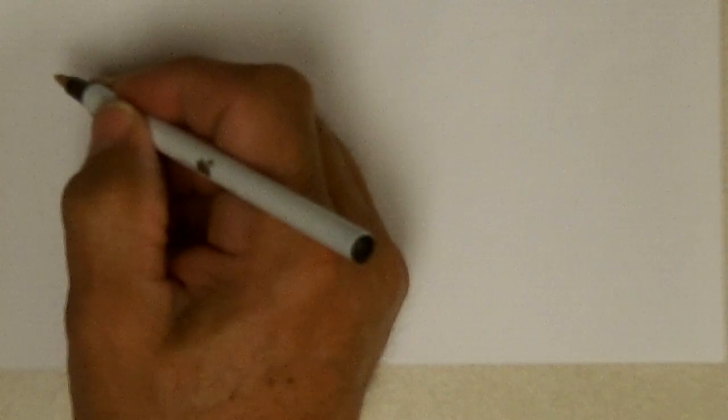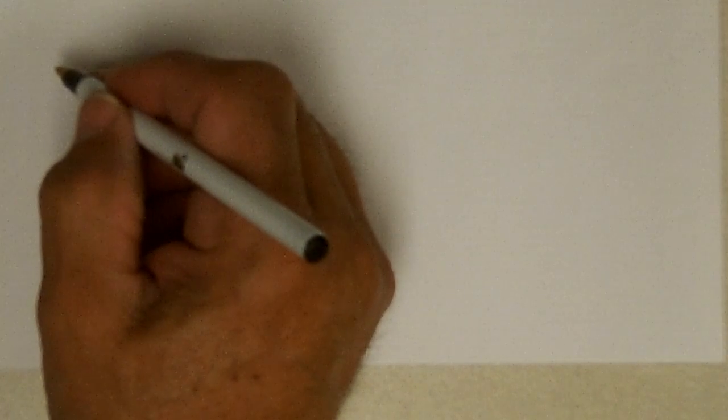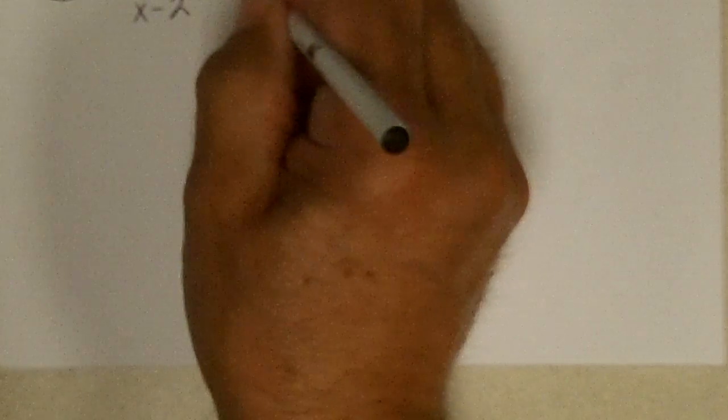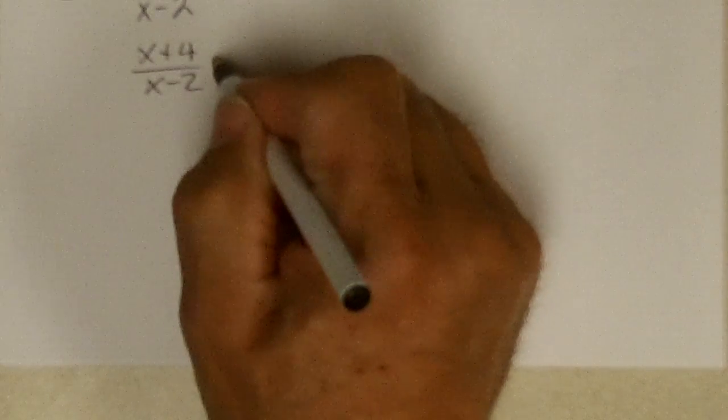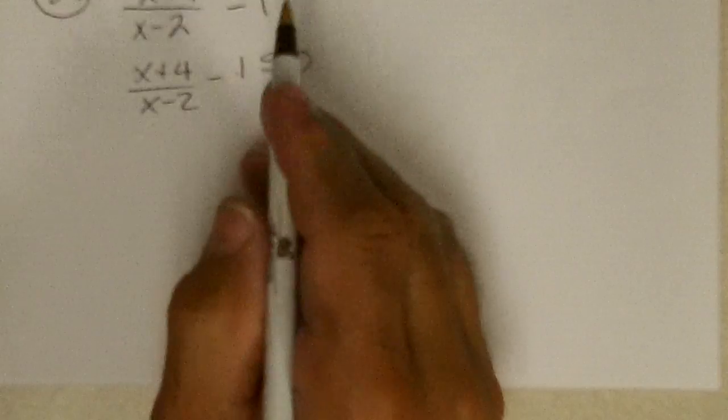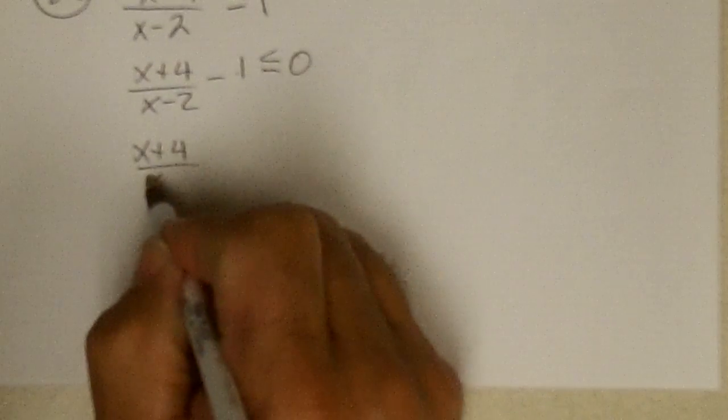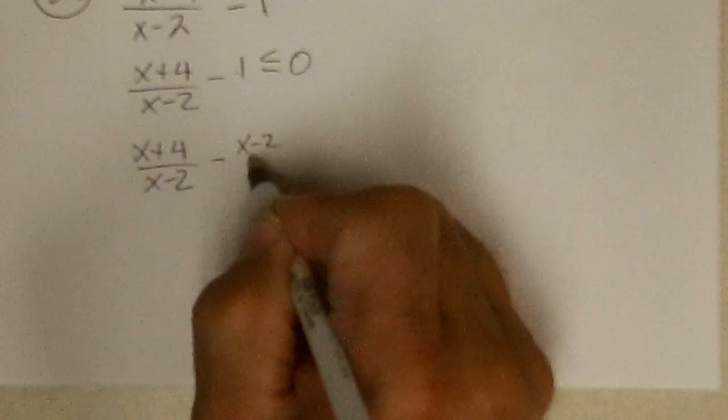39. Is it 39? Let me check here. 39. And it says solve x plus 4 divided by x minus 2 less than or equal to 1. So let's subtract 1 and we get x plus 4 over x minus 2 minus 1 less than or equal to 0. And now let's get a common denominator. So we have x plus 4 over x minus 2 minus x minus 2 over x minus 2.